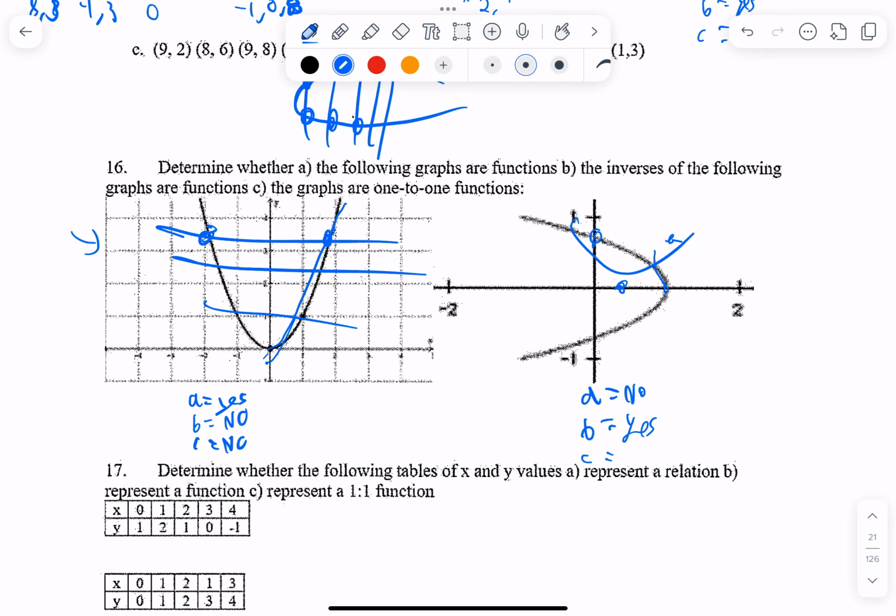Okay, and then C, the graph is a one-to-one function. If they are not, it is not. If it's not a function, then it's not a one-to-one function.